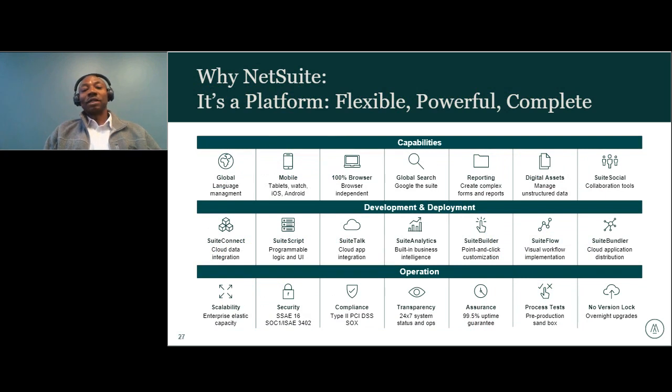Another reason why NetSuite is so popular is it's a flexible, modern, and complete solution. And here we've listed some of the capabilities. I'm not going to read through all of this, but from global multi-language support all the way through collaboration, allowing social collaboration between employees and partners, to flexible development and deployment methods. You could integrate NetSuite with any application. You could, using SuiteAnalytics, build your own reports, mine data, analyze data as you need it. You could also create your own workflow, SuiteFlow, to manage approval workflow throughout your organization.